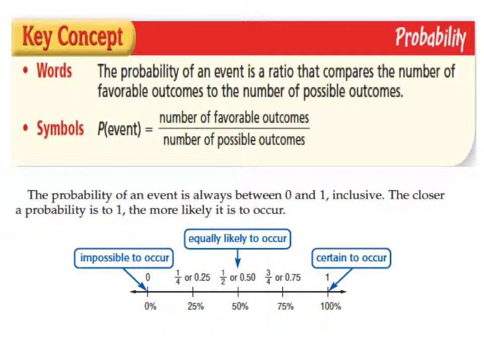So if you look at this number line here, 0 to 1, 0 being 0%, and 1 being 100%. Everything else in between, depending on where it is on the number line, closer to 0, not going to happen. Closer to 100% or 1, it's probably going to happen.